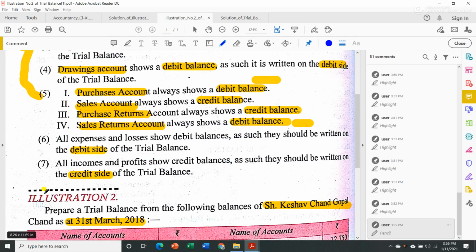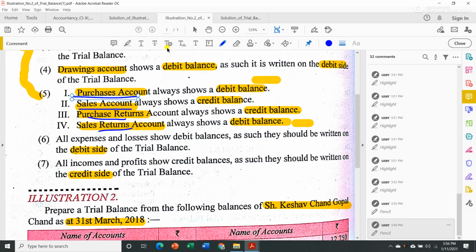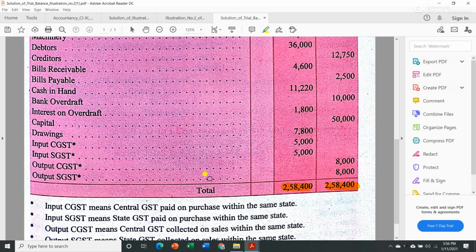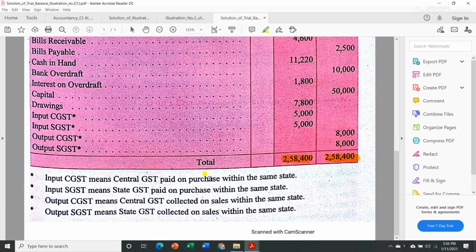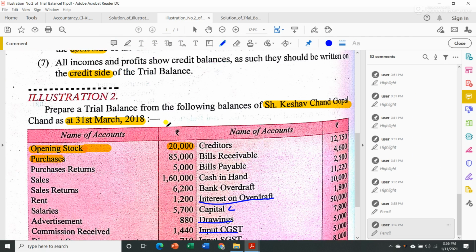That is why you have to learn these points by heart. These seven points are very important. If you find any shortcut or trick, like we used to find for the purchases account, sales account and all these things, then that is very good. Otherwise you just have to learn it by heart. Input CGST means central GST paid on the purchase, that we all know. This is how we are supposed to prepare a trial balance. I hope you understood it, and if you understand the points carefully and learn these things by heart, then it is very easy to prepare a trial balance.